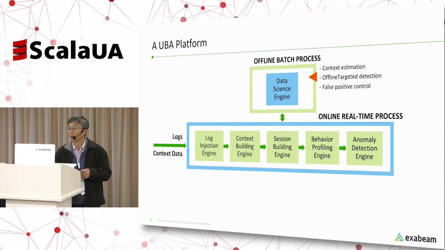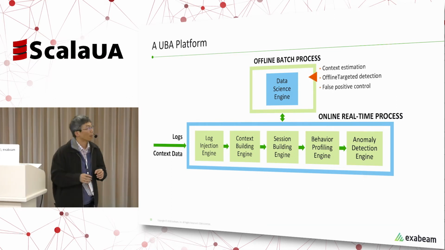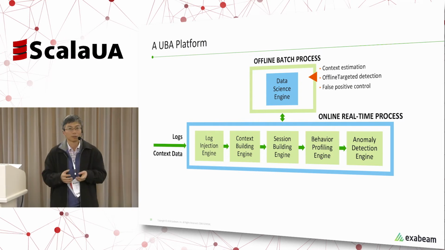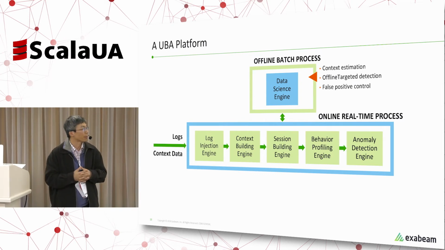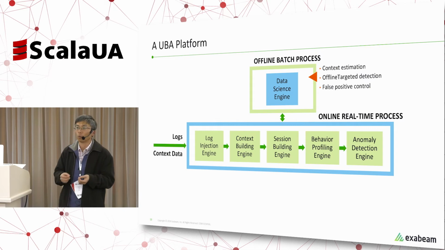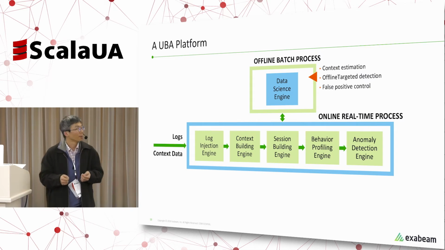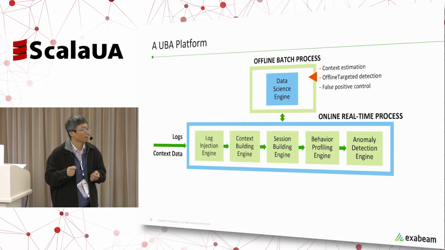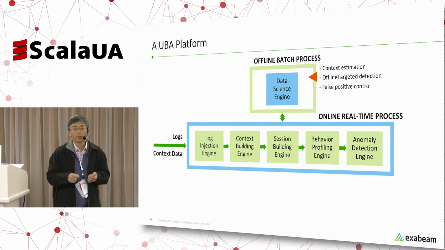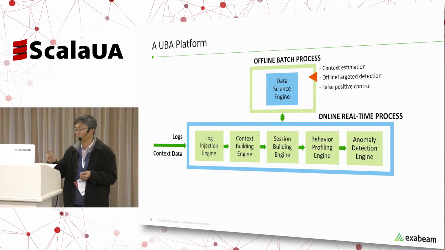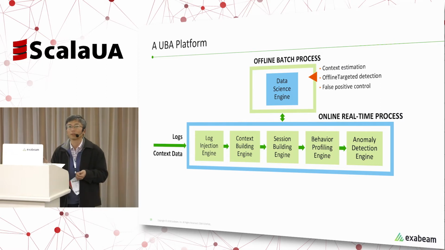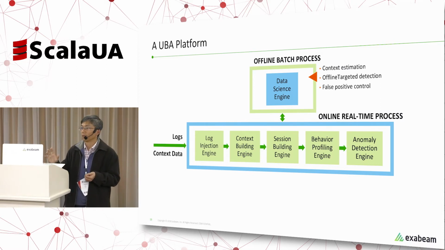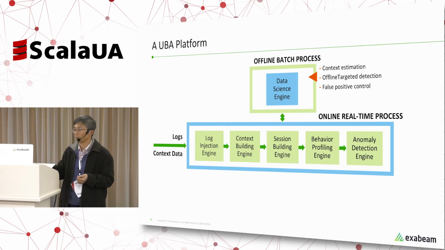But in addition to the online real-time processing engine, there are also many things in the data science realm that should be done on an offline basis, okay? That we do not need to be constrained by the real-time requirements of data processing, right? So if we can do things offline, we can enable additional data science applications. And one of them is another way of doing anomaly detection, which I will present in the second part of the talk.